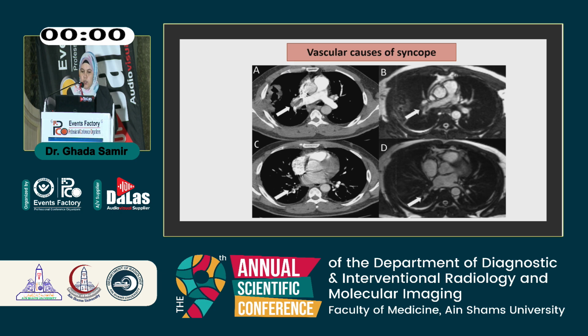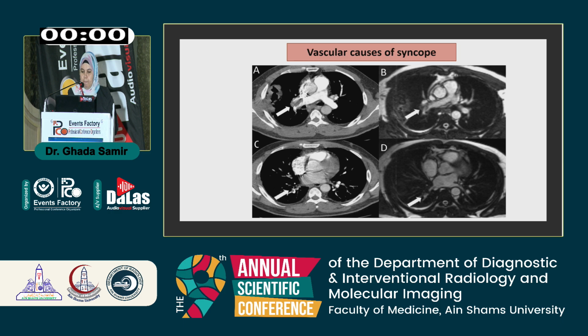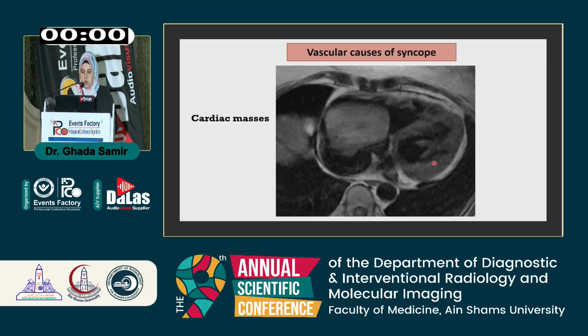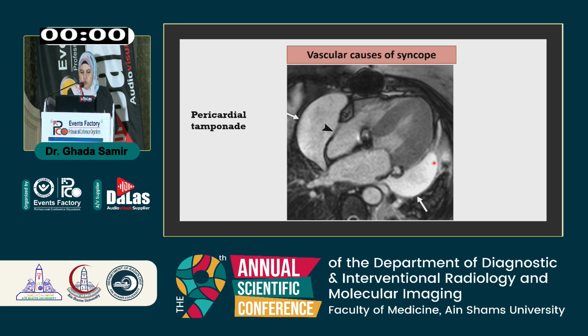Another vascular cause of syncope is pulmonary embolism, as in this case, where we find a hypointense filling defect in the pulmonary arteries. Also cardiac masses and their effect on the hemodynamics of the heart, and how they can affect the relation between the mass and the outflow tracts and the valve orifice.